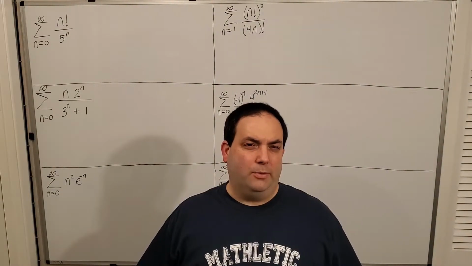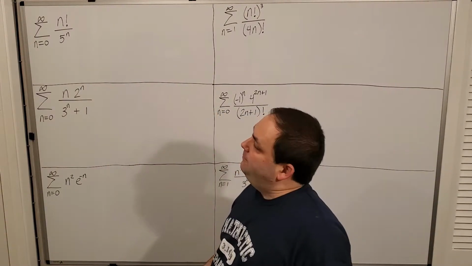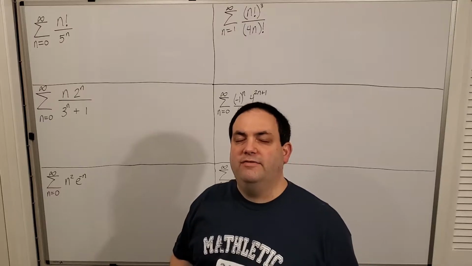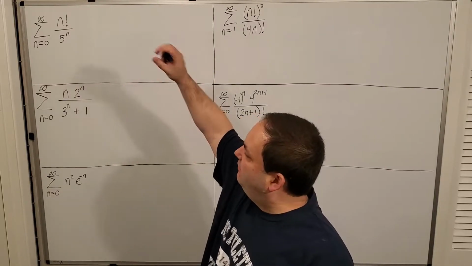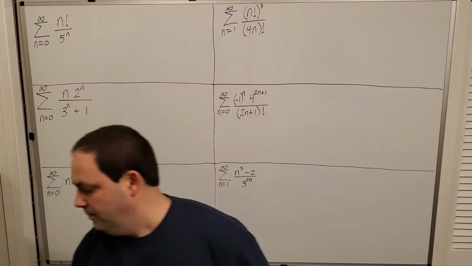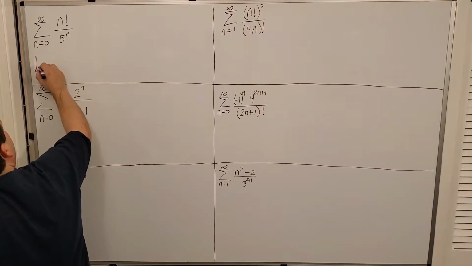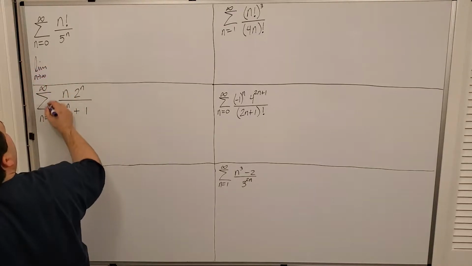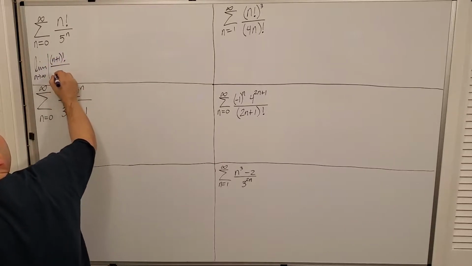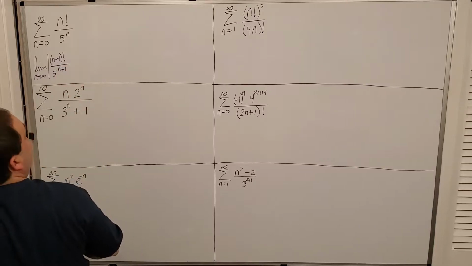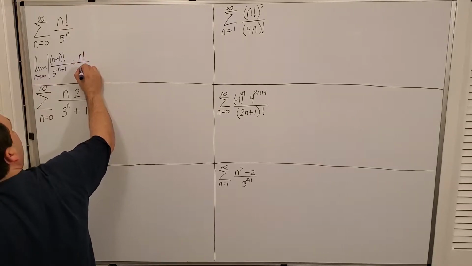So let's do some more examples using the ratio test. Sum from n equals 0 to infinity of n factorial over 5 to the n. Seems like a perfect setup for a ratio test. It's got a factorial and it's got an exponential, right? So I'm going to set up my limit as n goes to infinity of the n plus 1 term, which is (n plus 1) factorial over 5 to the n plus 1, divided by n factorial over 5 to the n.